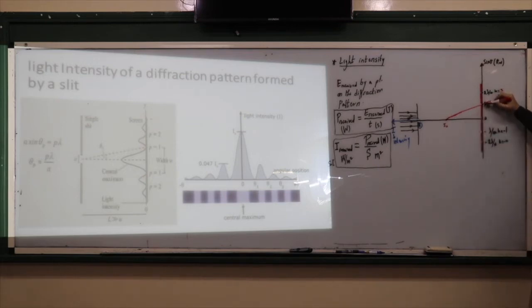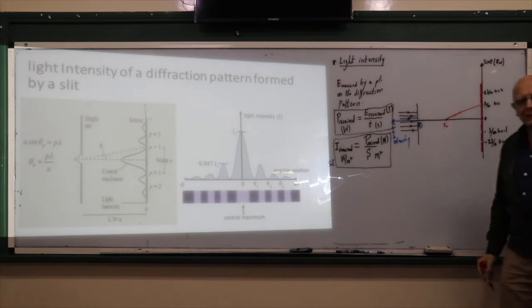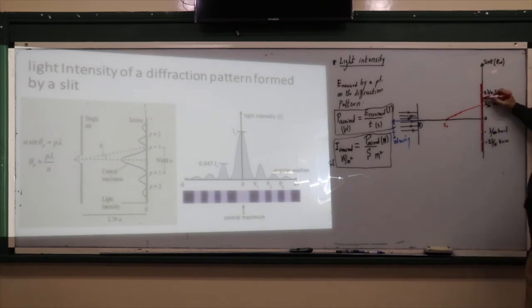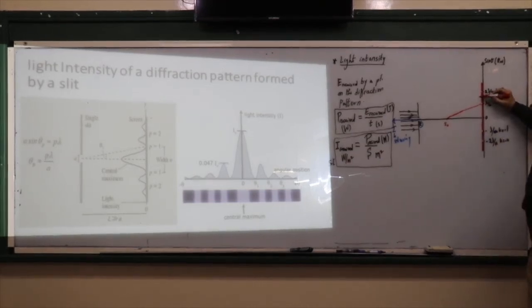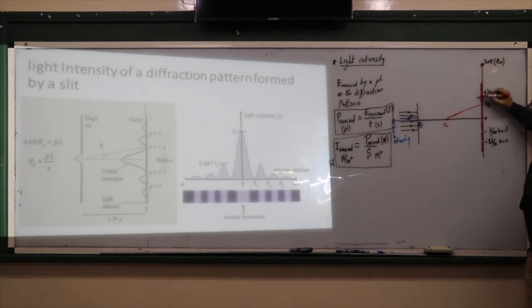Now, as theta increases, we enter the second bright fringe. Okay? So there is intensity. The intensity will increase, and will be maximum at the center. So here the graph will be like this. Okay, this is the center.